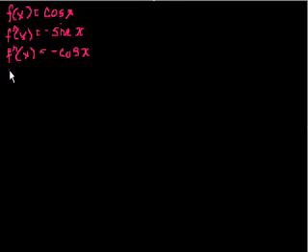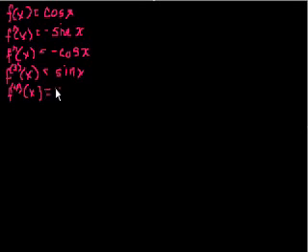And what's the third derivative? f3 of x. Well, that's just the derivative of minus cosine x, which is plus sine of x. And then what's f4 of x? The fourth derivative equals cosine of x again. And as we keep taking derivatives, the pattern will keep repeating, right?